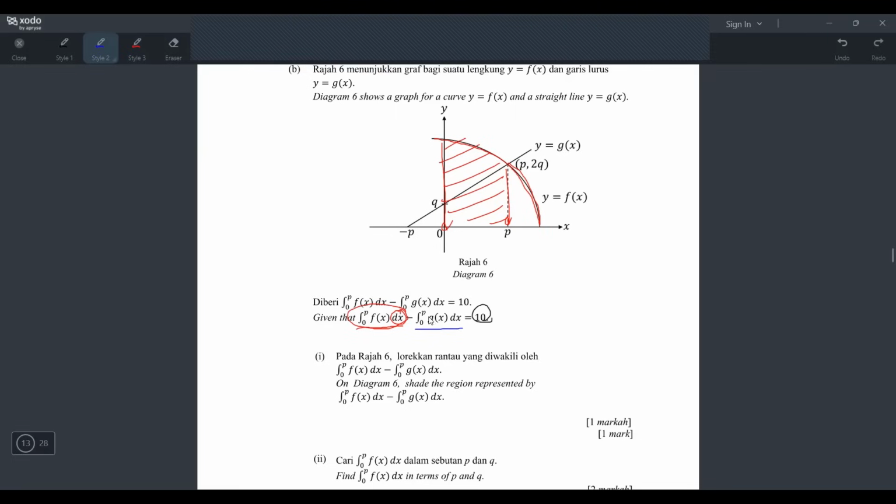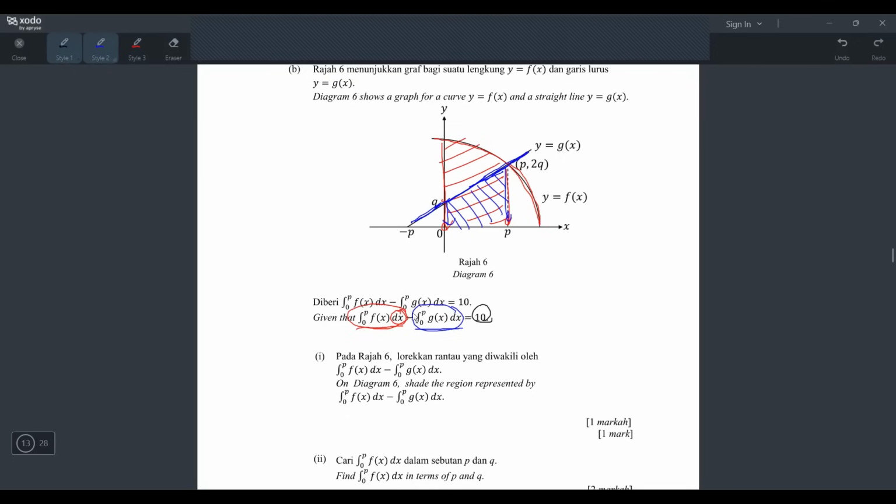Then what about the blue color one? The blue color is the integral from 0 to p of g(x) dx. And I'm integrating g(x), means the straight line. And I'm integrating towards x-axis or towards y-axis? Towards x also, because it's dx, but it's from p to 0, so it's from here to here. So it means the blue color region is this one, right? This whole thing is referring to this, okay?